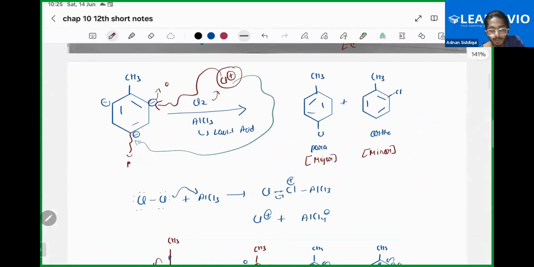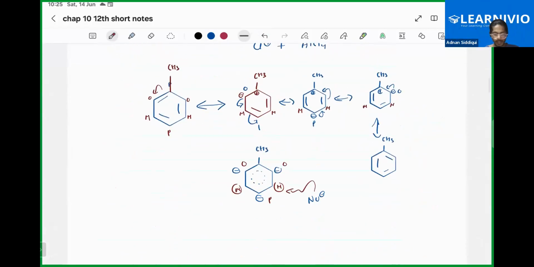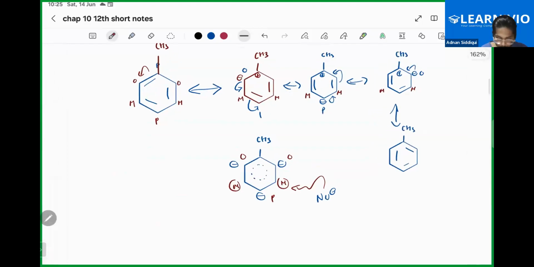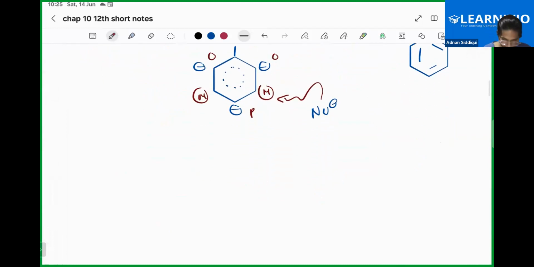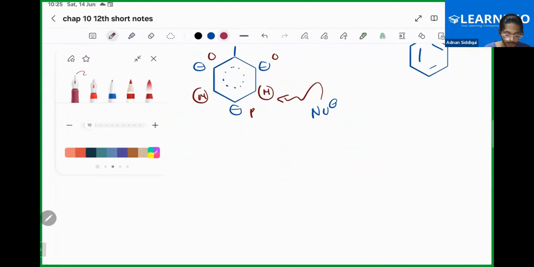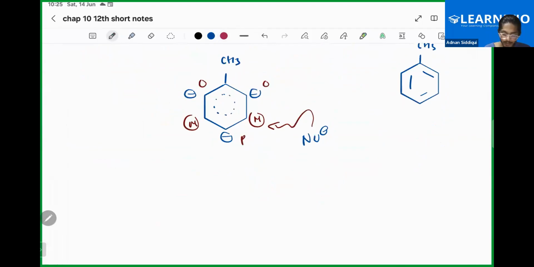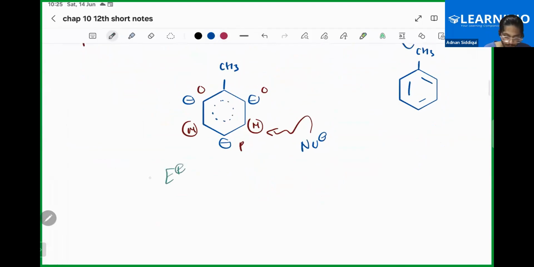So the para isomer is usually the major isomer. If they ask you which isomer is major, for now you will choose para. I showed here as well: this is the ortho position, the charge is revolving here only. See, it is an electrophilic substitution, the electrophile is attacking, so the electrophile is going at the ortho and para positions.